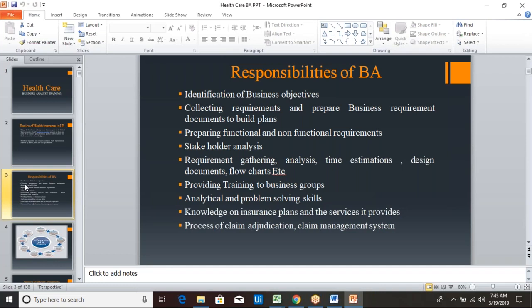Because usually you have two kinds of insurance. One is the government sector, like Medicare and Medicaid, and the other is private insurance. So we have two kinds of insurance plans in real time. How they function and what changes happen from time to time, as a business analyst you must be aware of these things. Not only that, you should know about the claim management system, how the claim process happens, claim adjudication, and claim management. All these things are also part of the responsibilities of a BA.